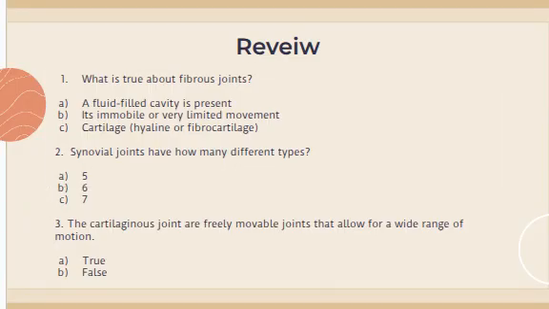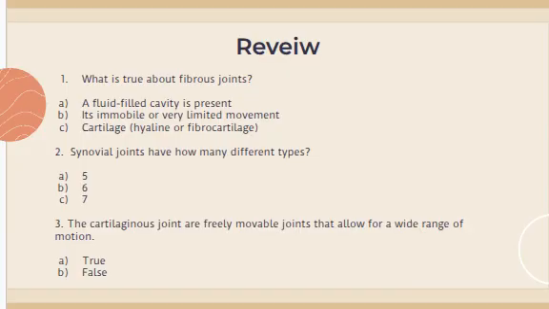And then we have 2, which is synovial joints have how many different types? A, 5, B, 6, or C, 7. If you selected B, then you were correct, because remember we have hinge, saddle, planar, pivot, condyloid, and ball and socket joints.